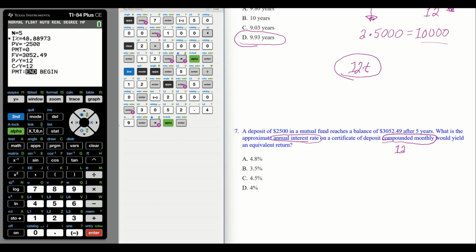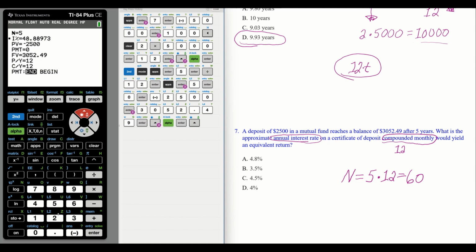Okay, what did we do wrong? We did something wrong. Let me see. Did I put in 2,500 right? $2,500. Oh, I know what I did wrong. N equals what? N equals 5 times the 12 months compounded. Okay, my 5 is wrong.